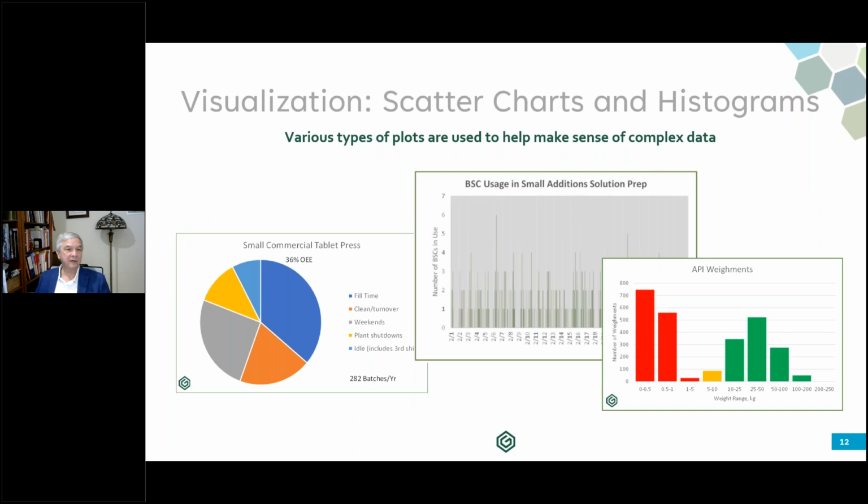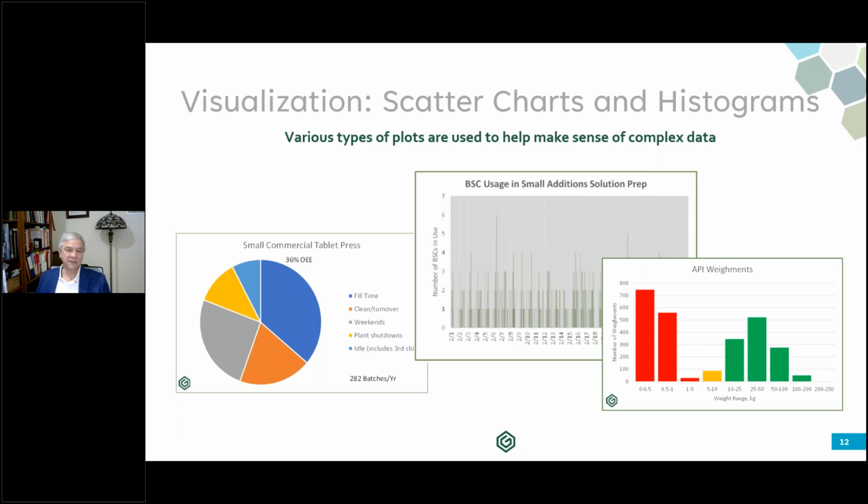Next kind of chart, well, various graphs. We've got pie charts, scatter charts, and histograms on this page, and any other kind of graph that you can think of. So the one on the left is a pie chart that shows the OEE, or the operational effectiveness and efficiency of equipment, and it breaks down the utilization of that equipment by idle time, as well as production time and stoppages and QA, QC, and maintenance.